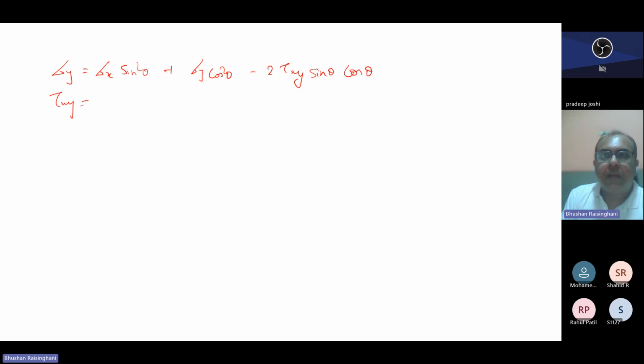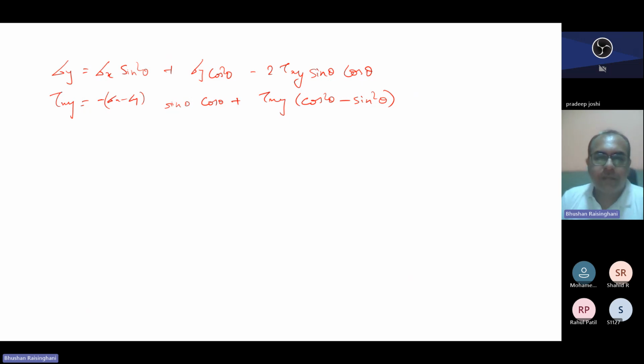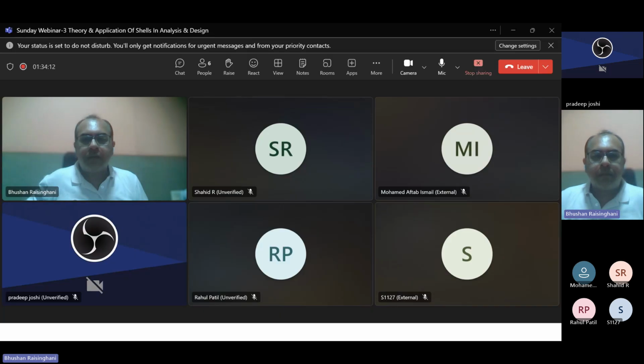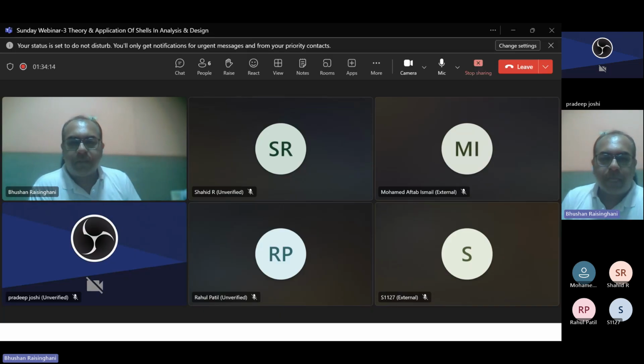Tau xy will be minus sigma x minus sigma y, okay, sine theta cos theta plus tau xy cos square theta minus. So I hope you remember this theory that was taught previously. This is what we have derived for the plate element, which is a plane theory.